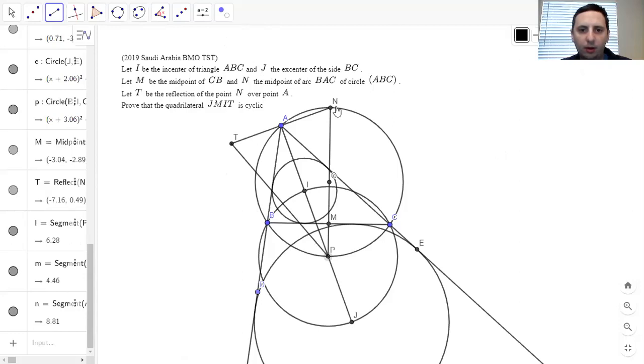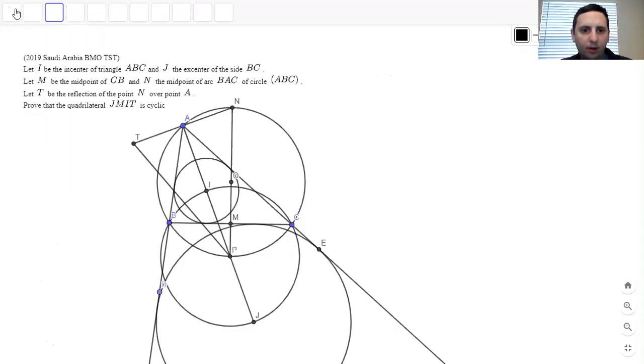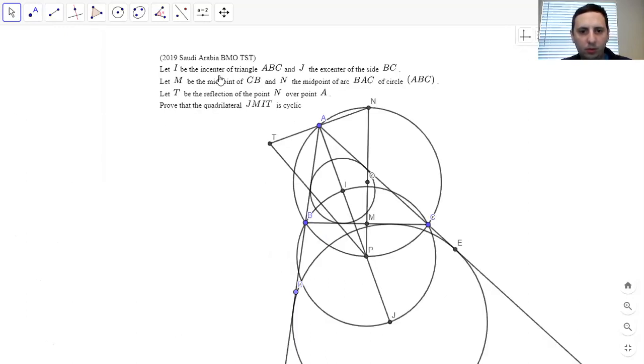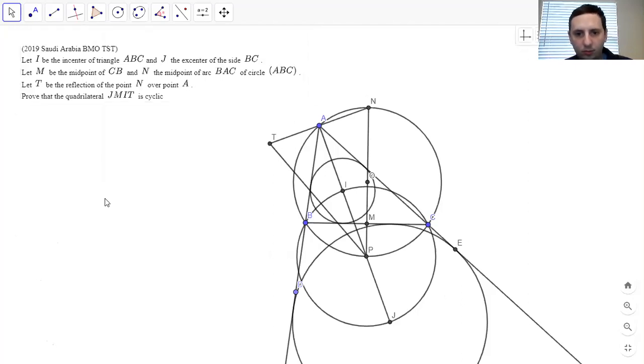I don't even know if I need to draw PT, but okay. So we have the excenter, the midpoint, the incenter, and this reflection point, and we want to show that that makes a cyclic quadrilateral. All right, let's see how we might want to do this.